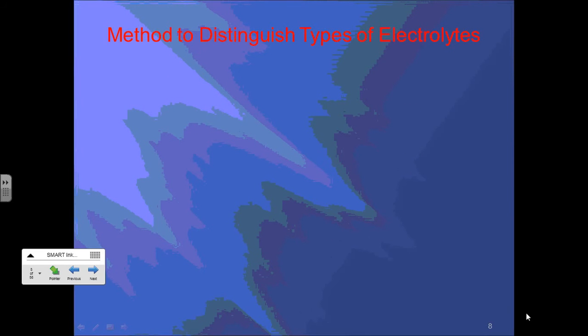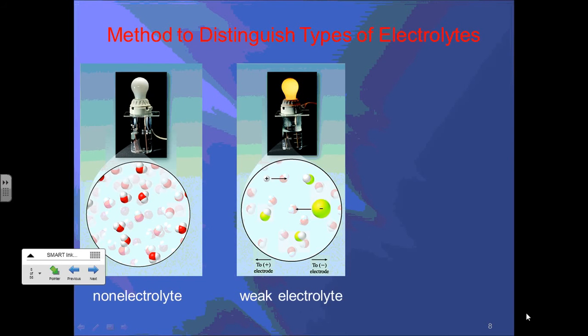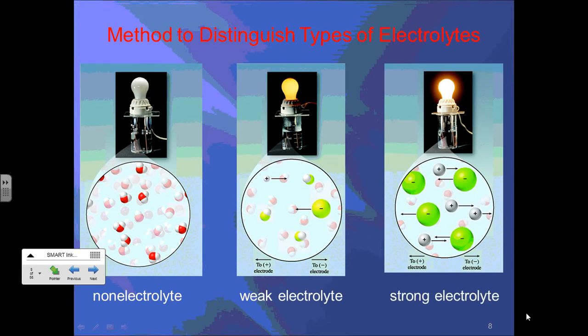Now, a method to distinguish types of electrolytes. Well, in a practical example, one could simply set up a light bulb experiment. As I stated before, strong electrolytes are capable of producing electric current. Non-electrolytes, like the sugar and water, would yield no electrical current, and weak electrolytes would produce partial current. And so that's evidenced by the lighting from the images provided.